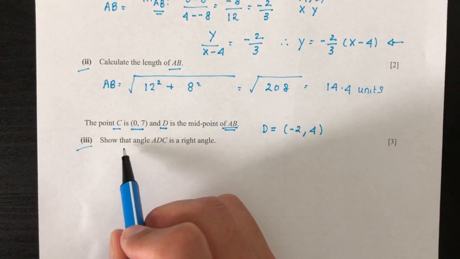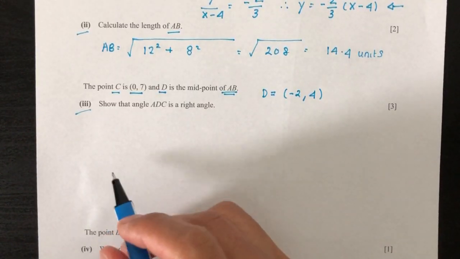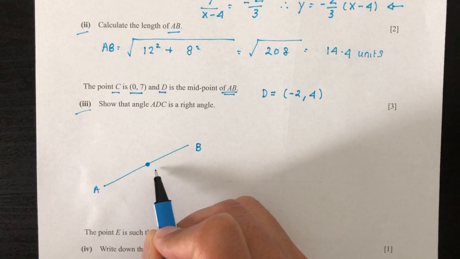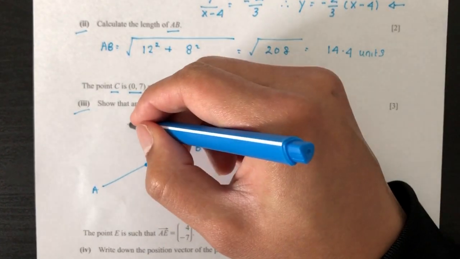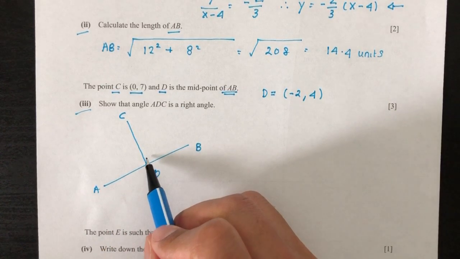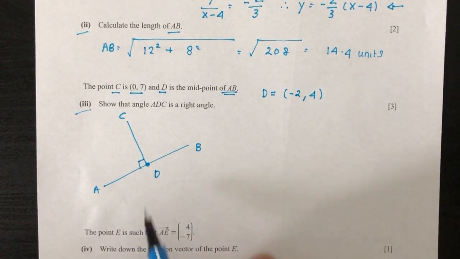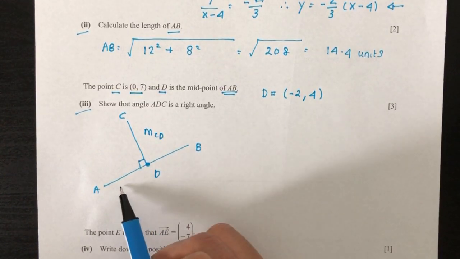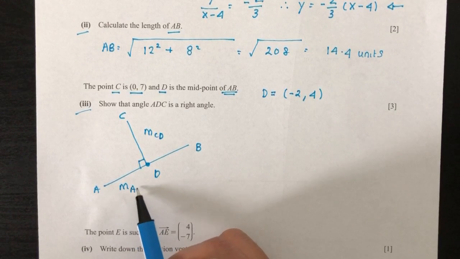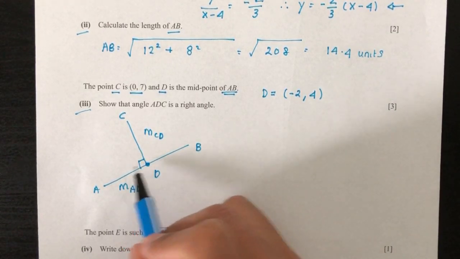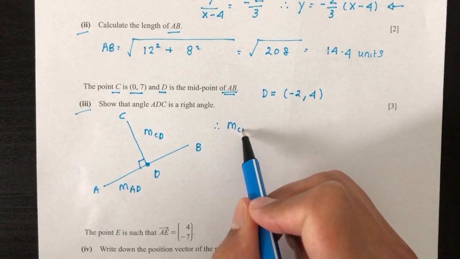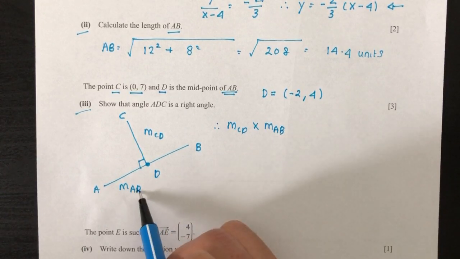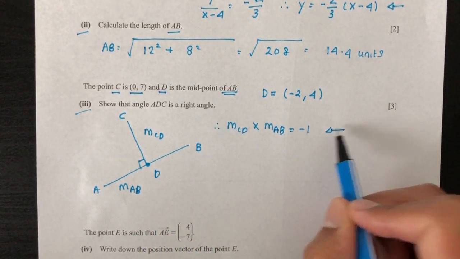Now show that the angle ADC is a right angle. So we have a line AB. We have the point D around here, the midpoint, and we have C. We have to show that this angle ADC is right angle. So one way we can show this is pretty easy. We just have to show that the gradient of CD and the gradient of AB are perpendicular. So we have to show that gradient of CD multiplied by gradient of AB is equal to minus 1. So by showing this, it is perpendicular.